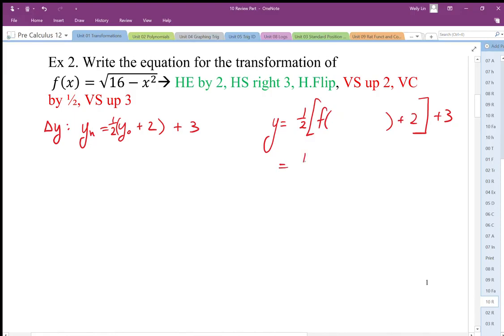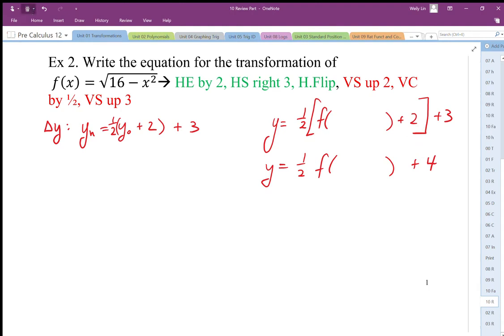Okay, and I'll just rewrite it here. y equals 1/2 f of x plus 1/2 times 2 plus 3, which is going to be plus 4. So we can just leave it like that if we like. Either one is perfectly fine. And that describes all the vertical transformations.